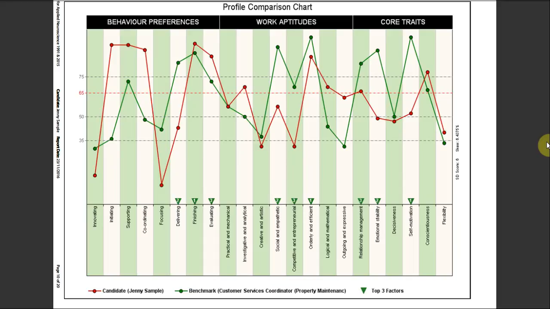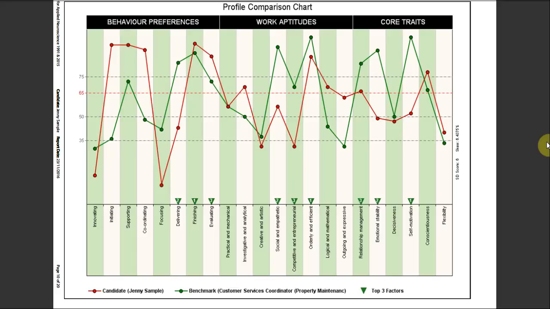The behavioural preference is exactly the same information as shown on the Prism map, and it is now shown in a graphical view, so you can use the graph or the map to understand the delegate's behavioural preference. The candidate's work aptitudes and the variance to the benchmark are shown on the graph and are also explained in more detail on the following pages.